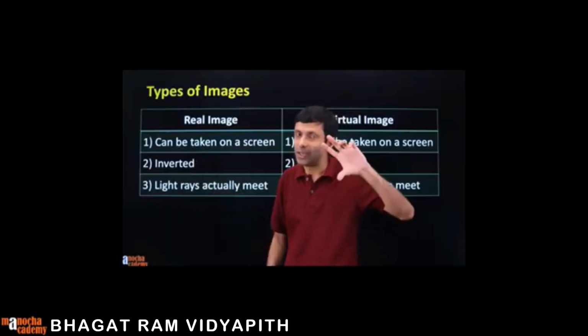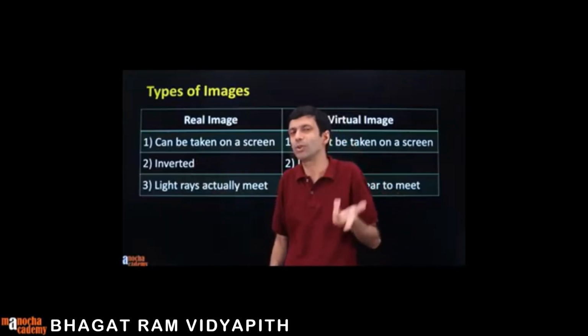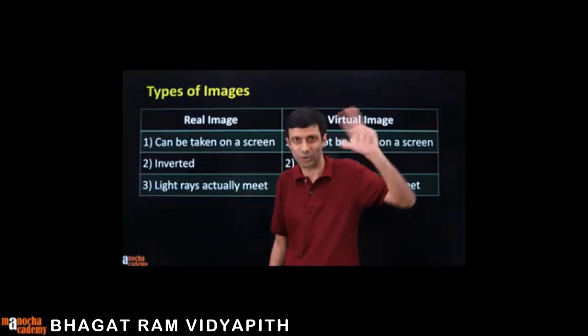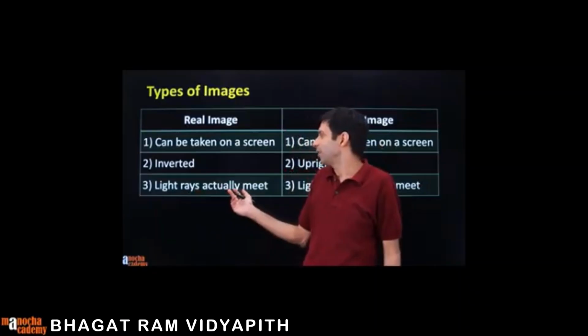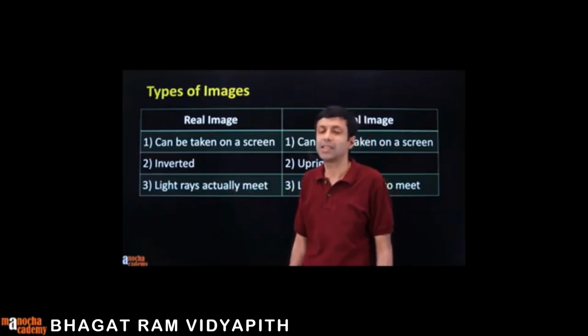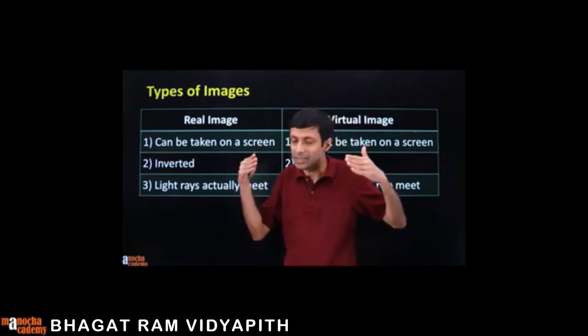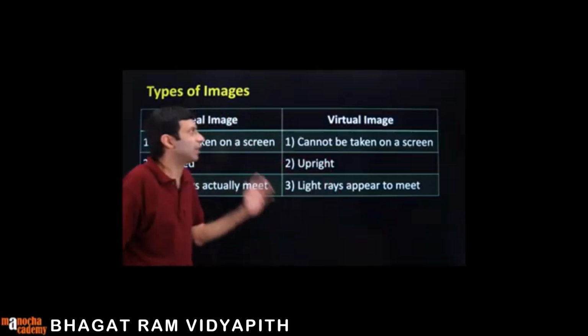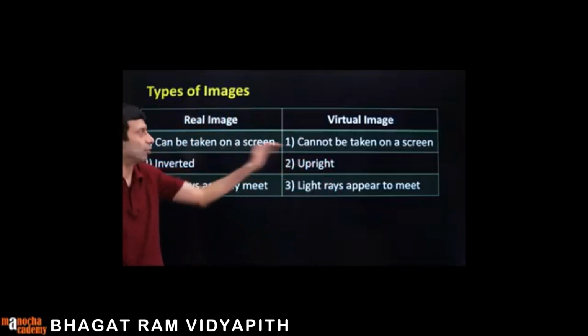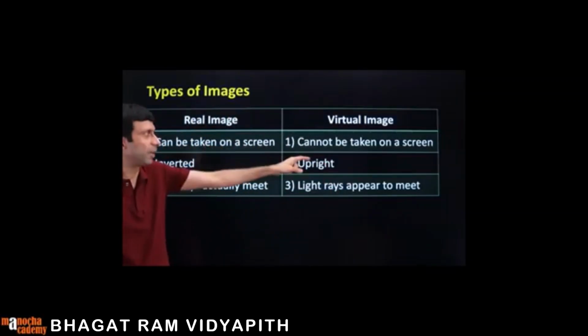Real images are always inverted, upside down. Why don't you see the inverted image in the movie? Because they invert the projected thing, right? And light rays actually meet at the point. So real means the light rays are actually meeting to produce the image. Whereas virtual image, it cannot be taken on a screen. So real image on a screen, virtual cannot be taken.